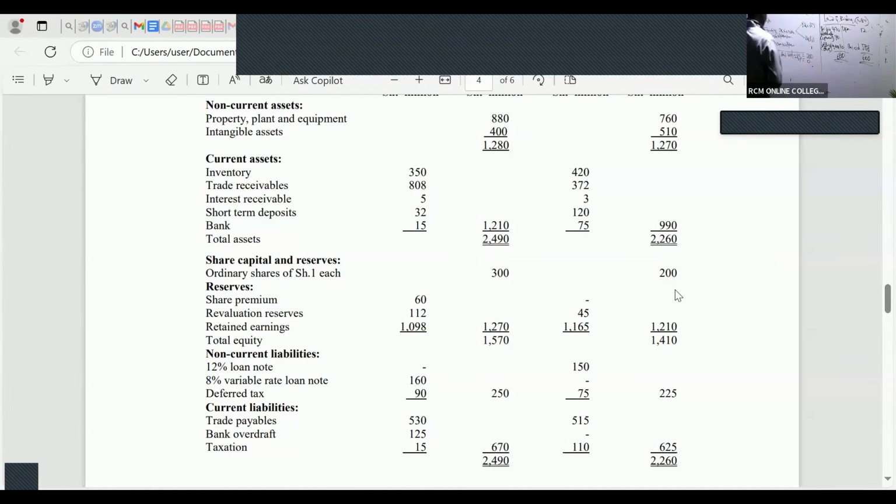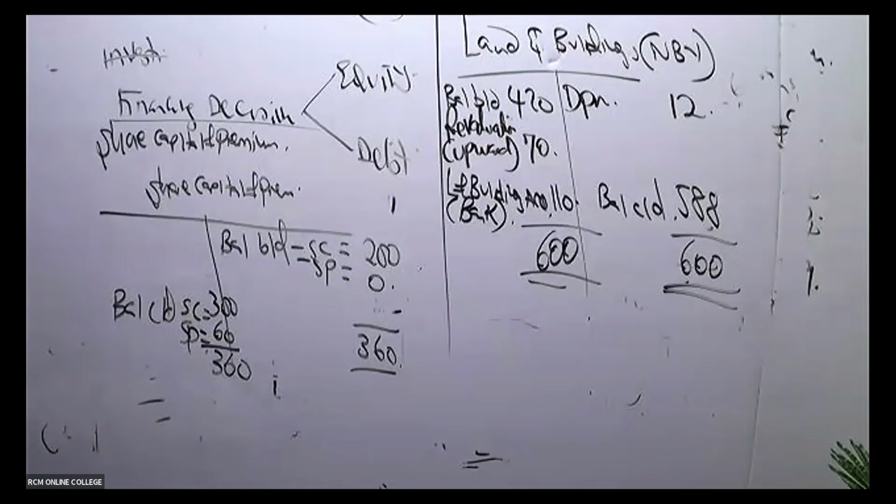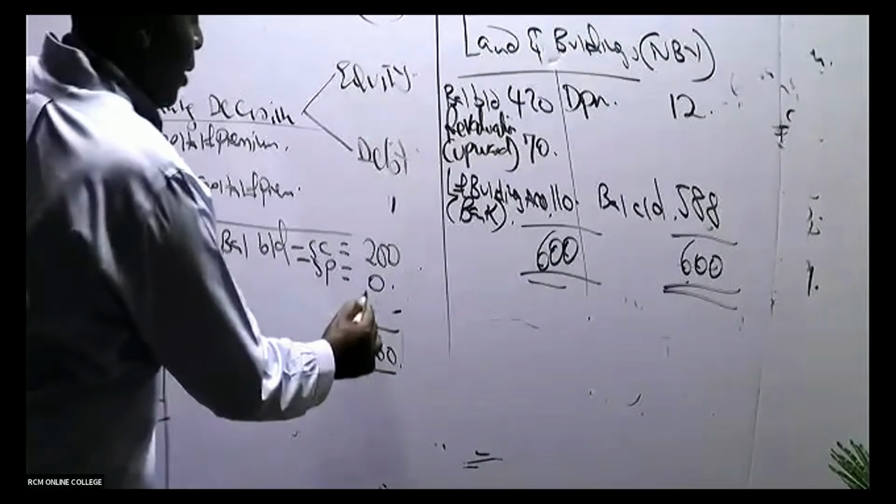But look at the balance carried down. I can see share capital of 300, and I can see share premium of 60. So the heavier side is this side, 360. Then is there somebody who is able to give me this balancing figure? So the balancing figure is coming here, 160.